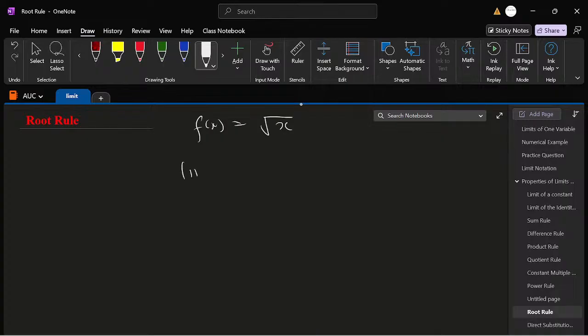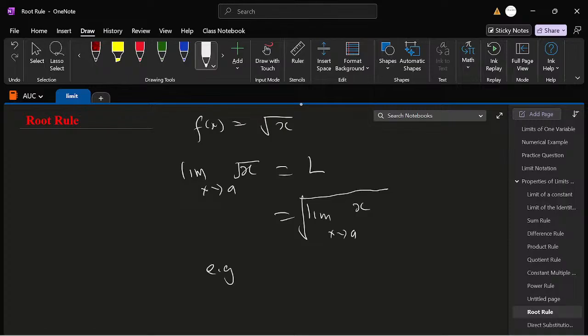So it will be the limit as x approaches a of this, that is the x. Then it will be equal to L. So this is the f of x. Then it will be equal to the limit as x approaches a of x, and then everything will be under this radical. So that is what you do.